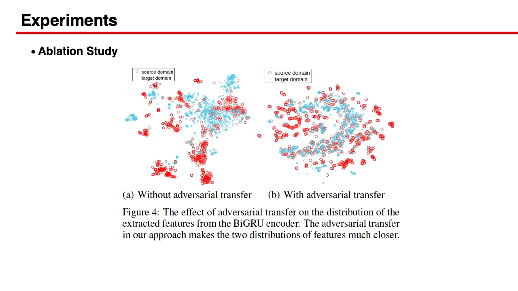In our approach, the adversarial transfer component plays a role in encouraging domain-invariant representations. In this experiment, we investigate the effect of adversarial transfer by visualization. We can observe that our approach possessing adversarial transfer learning makes the two distributions of the extracted features much closer.